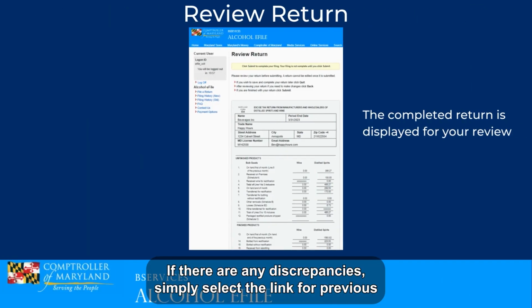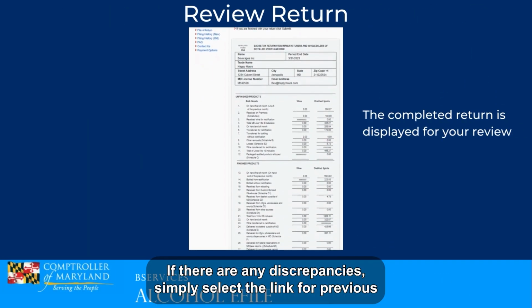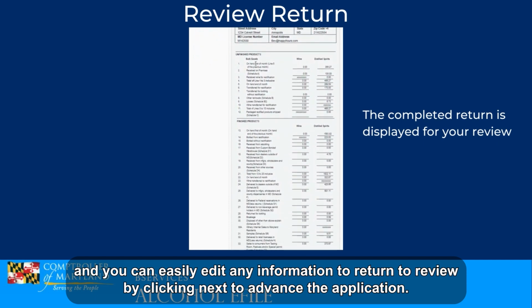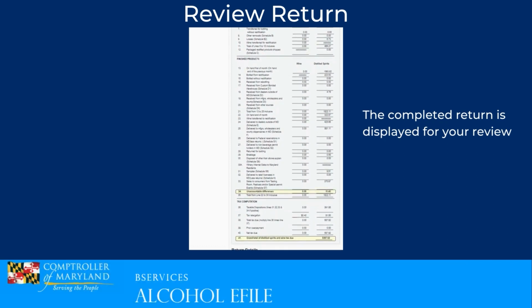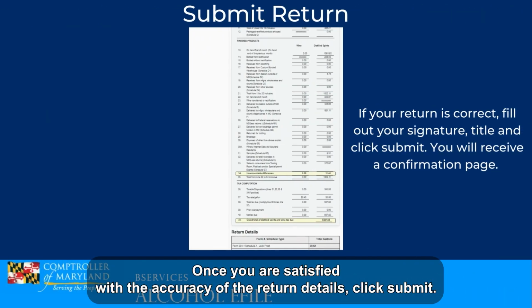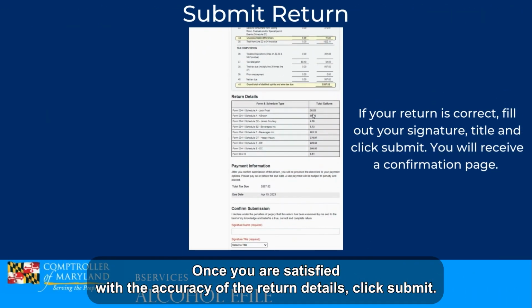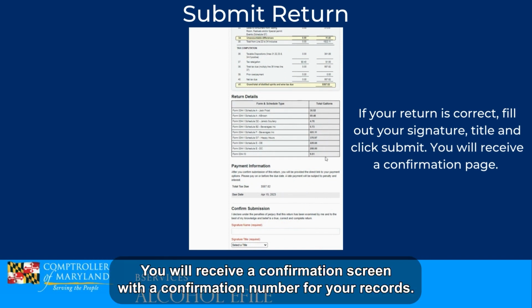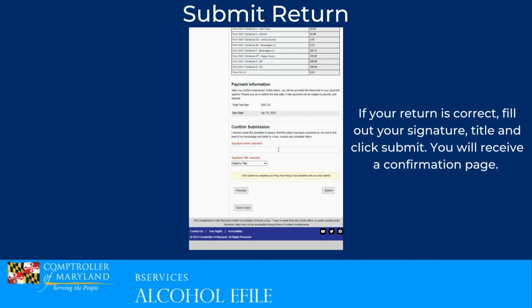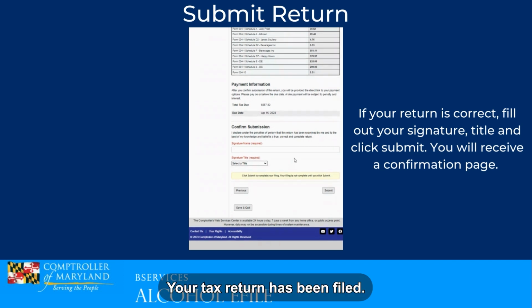If there are any discrepancies, simply select the link for previous and you can easily edit any information. Return to review by clicking Next to advance the application. Once you are satisfied with the accuracy of the return details, click Submit. You will receive a confirmation screen with a confirmation number for your records. Your tax return has been filed.